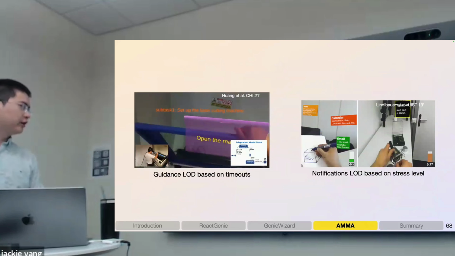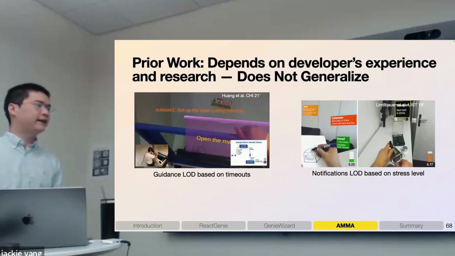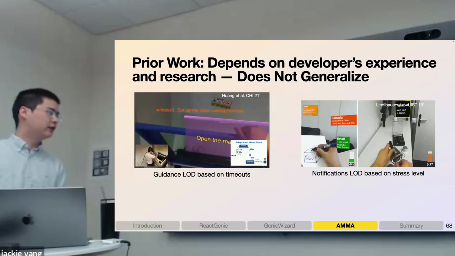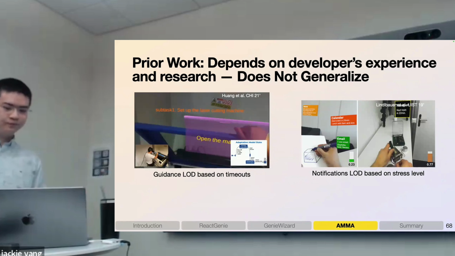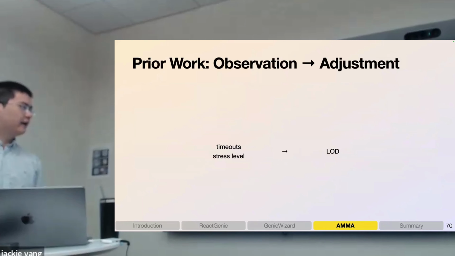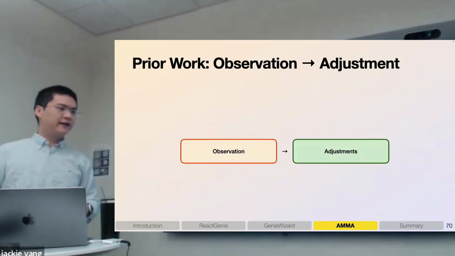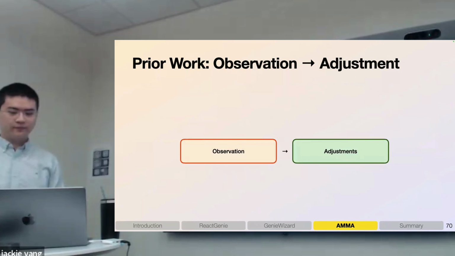The last part is particularly hard because previously, the works just depended on the developer's experience and research, and do not necessarily generalize. For example, of these two works, one is trying to adjust the level of detail based on whether the user timed out, and the other is trying to adjust the level of detail based on stress level. The common theme is that, based on some observation, they make some sort of adjustment, and that mapping is hard-coded.